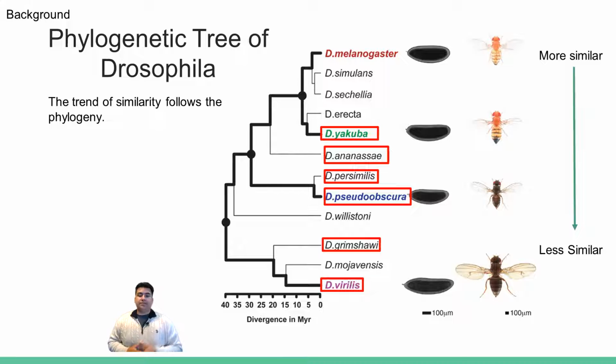This is not all the ones I study. I will have a phylogenetic tree in the following slide. Actually, let's go to that now. But as you can see, as we go down the tree, we go from more similar, which is closer to melanogaster at the top, to less similar as we move down the tree.